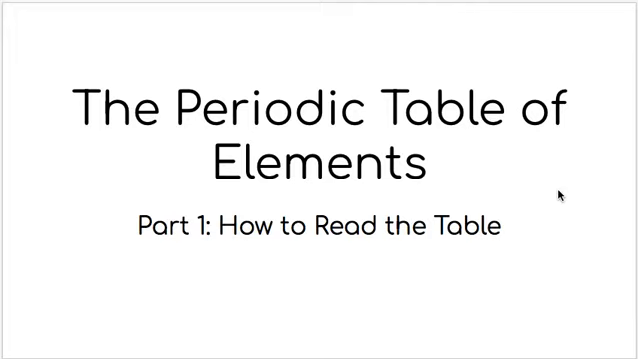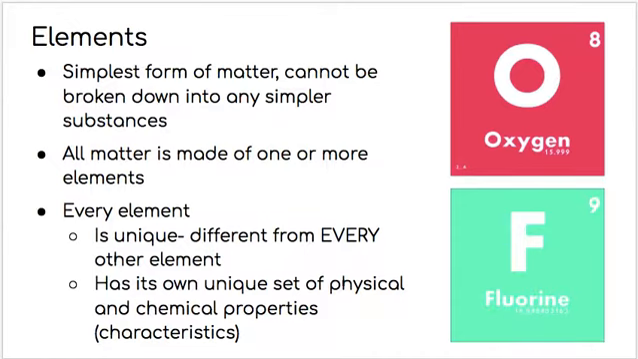Everyone. Today we will be talking about the periodic table of elements, and in part one today, we'll be looking at how to read the periodic table. So if we recall from our last lesson, we know that elements are the simplest form of matter, which can't be broken down into any simpler substances. We also know that all matter is made up of one or more elements.